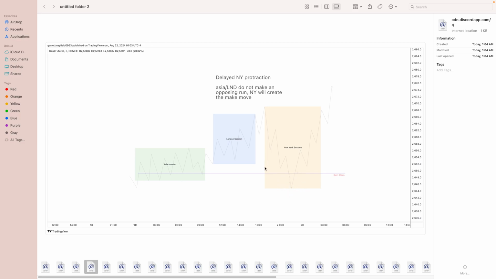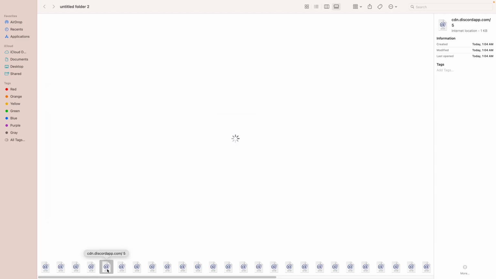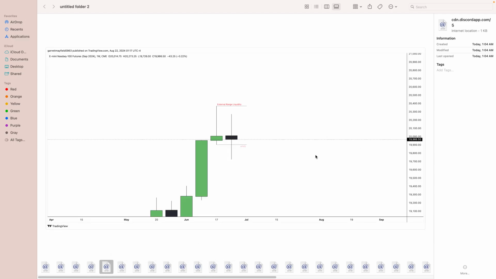Okay, and I have some examples of this as well. Asia and London do not create an opposing run. New York will create the fake move, not the make move, the fake move, the opposing run, right? So yeah, and you want to have SMT here as well. Key level, all these sessions key level. That's very important. All right, so now into the examples. I have so many examples.